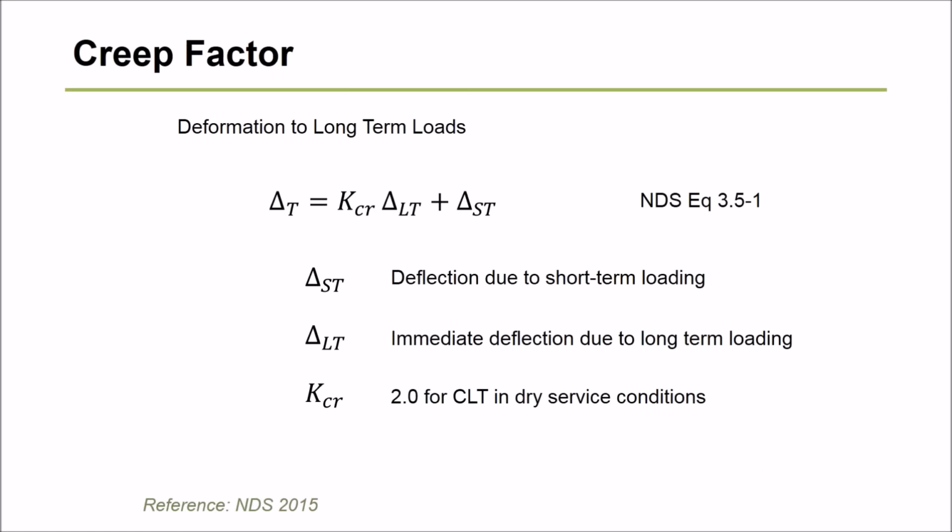Another important component of our deflection calculations is the creep factor for long-term loading. We have the typical equation in the NDS for our creep term for long-term loading, and for CLT, the KCR is a value of 2.0. So you take the immediate deflection due to long-term loading and multiply that by 2 to get the eventual deflection after the creep has occurred from that loading.